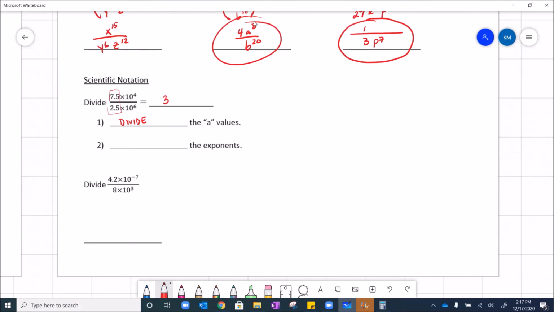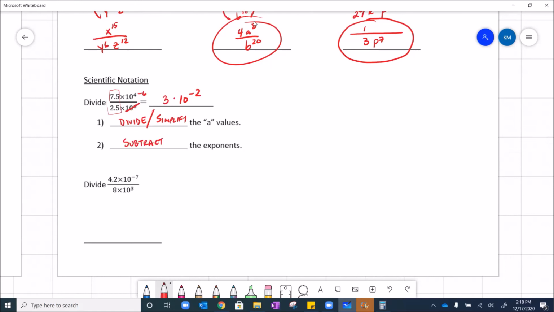10 to the 4th over 10 to the 6th. Here's the thing with the exponents. Before we were saying, hey, choose the one that's larger. But with scientific notation, you're always going to subtract the bottom from the top because we can have negative exponents. So this will give us 10 to the negative 2nd. Okay. I said divide, and I should have said simplify. That'd be better to say simplify.